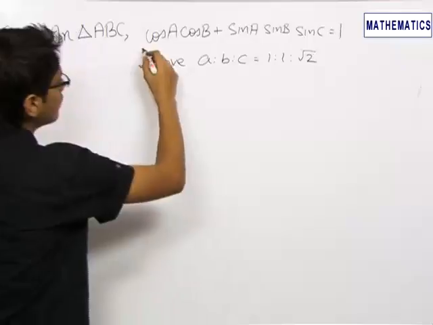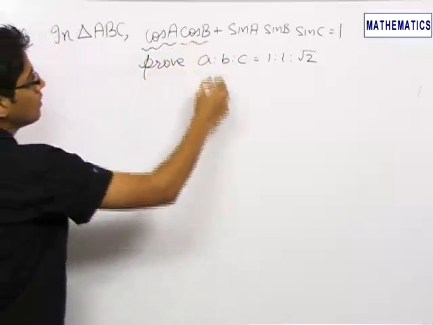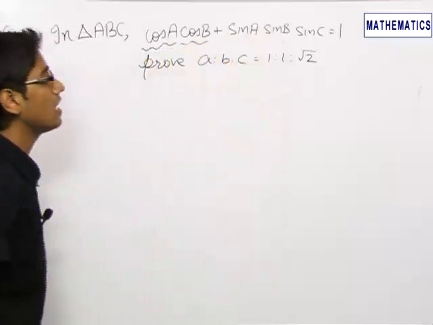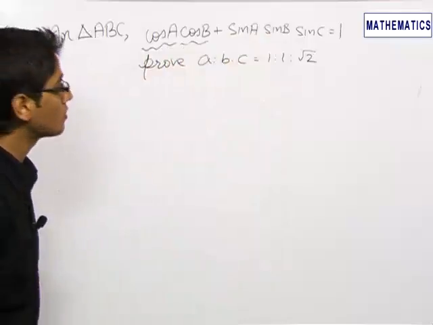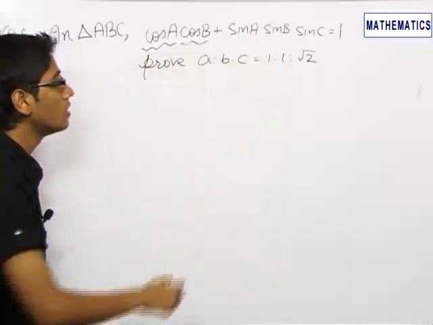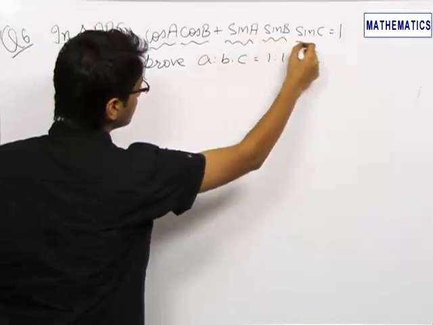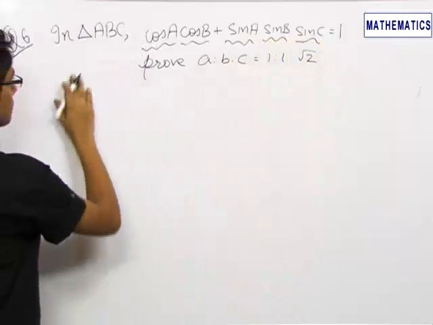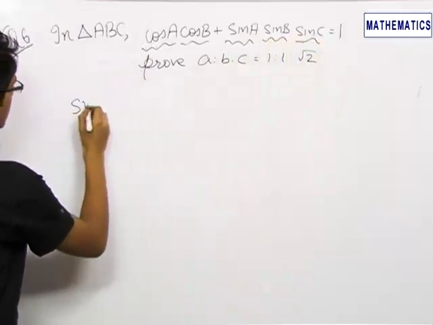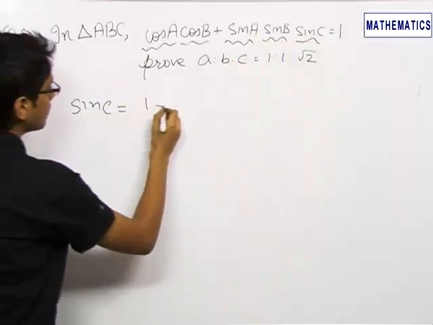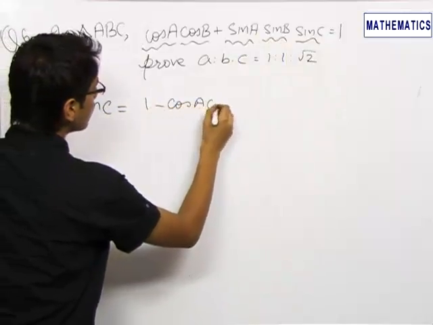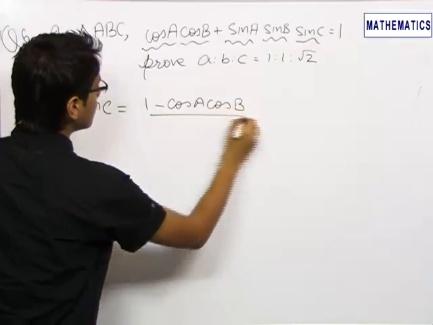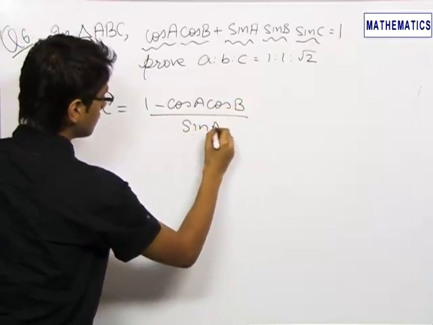Now you can think of using the formula of cos A, cos B, or you can think of using sin A, using the relation a upon sin A equals constant, or b upon sin B equals constant, but those things would not work here. Instead, there is a small trick involved. You can write sin C as (1 minus cos A cos B) upon sin A sin B.